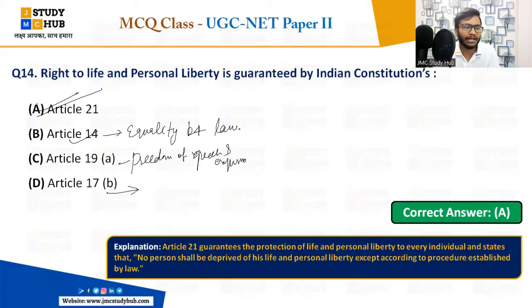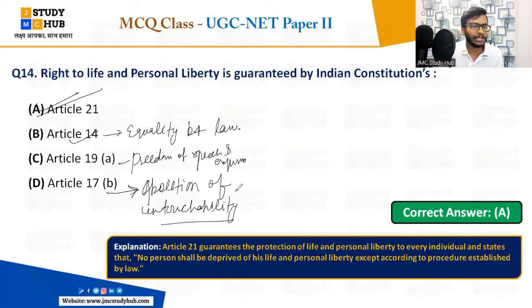And Article 17, that is about what? It is about the abolition of untouchability. Yes, very good. That is the abolition of untouchability, that is Article 17. Based on discrimination, that is Article 17.